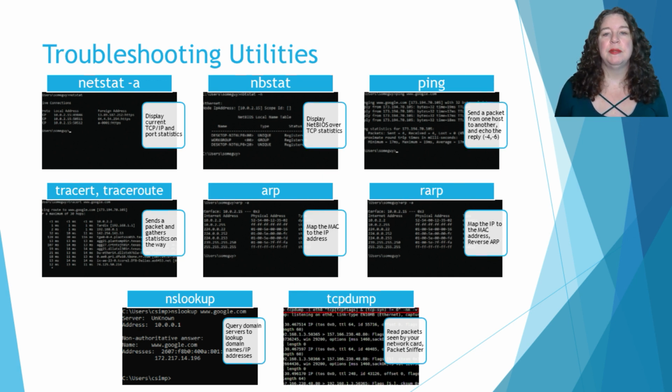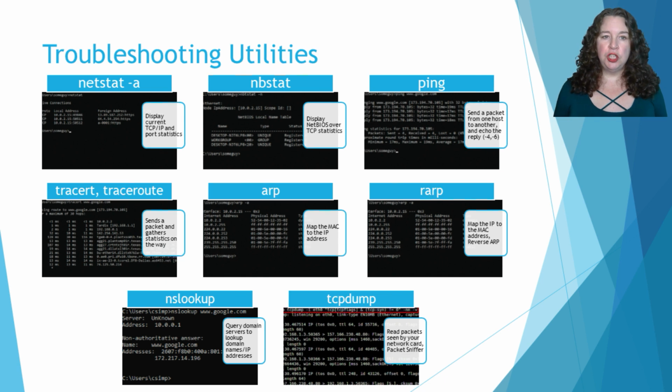So pinging is simply sending a packet from one host to another, and then the packet echoes a reply. You can do ping -4 to enforce IPv4 or ping -6 to enforce IPv6. So if you want to use pinging with an IPv6, you can use ping -6.